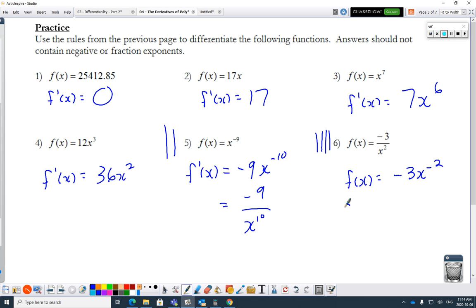Now we're ready. F prime at x, 6x to the negative 3. I'm done with the derivative now. And then go back to positive exponent. And for one more day, just trust me that positive exponents is where you want to be.